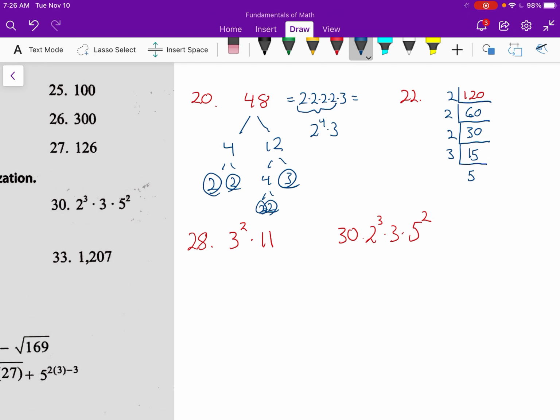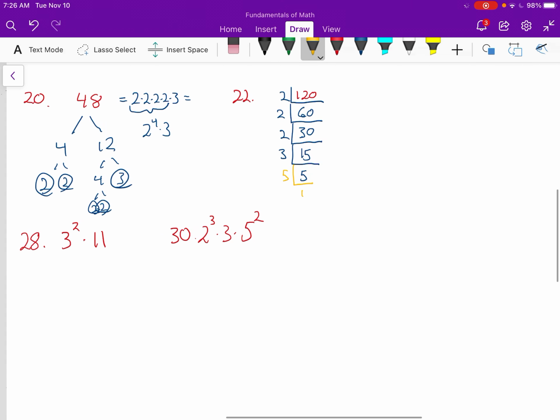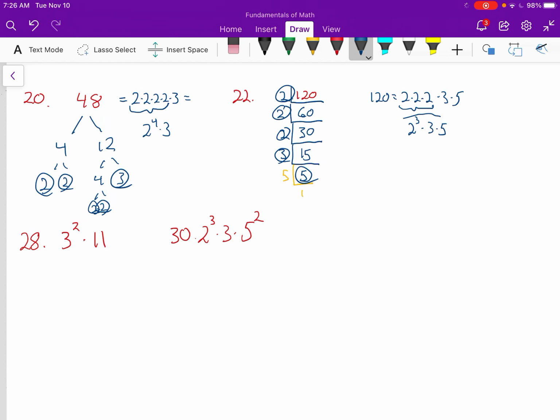And 5 is a prime number. So I usually stop there. The book actually went one more and said 5 goes into that one time, but as long as I end with a prime number, you can stop there. And so, let's slide this over. Our prime factorization, 120, is 2 times 2 times 2 times 3 times 5. I got that from these over here. But we want exponential form, so this is 2 cubed times 3 times 5. And that is our answer. That's the prime factorization for 120.